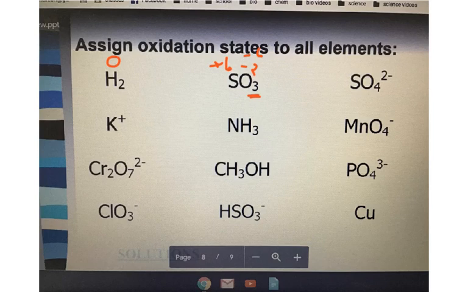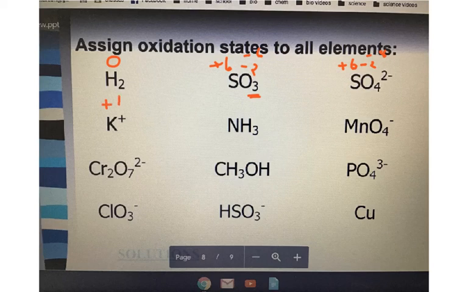So if we look at SO4 2-, it has a charge of 2-. That means we want our oxidation numbers to equal 2-. So we know oxygen is -2. We times it by 4, you get -8. What plus -8 will give us -2? And the answer is +6 again, because +6 add -8 gives us -2. Now moving on to K positive. It's all by itself and it has a charge of +1, so that's its oxidation number.